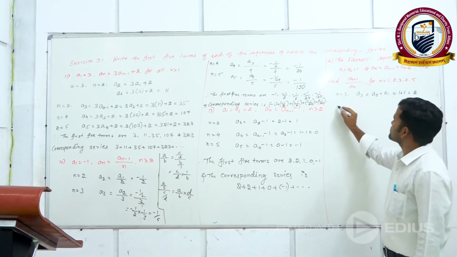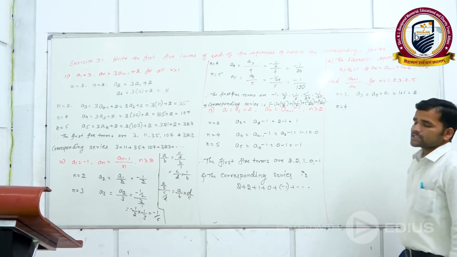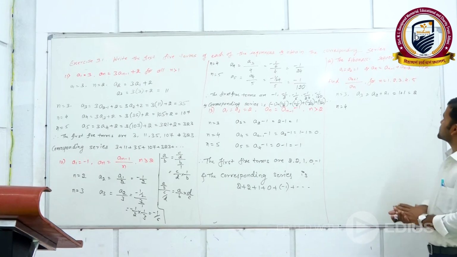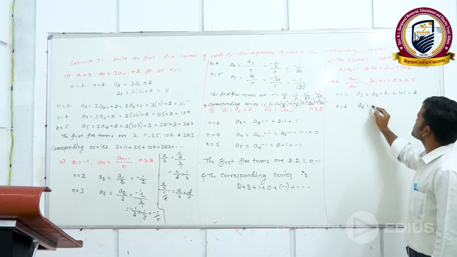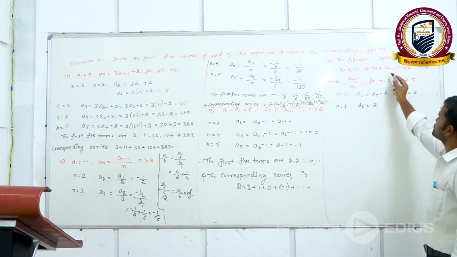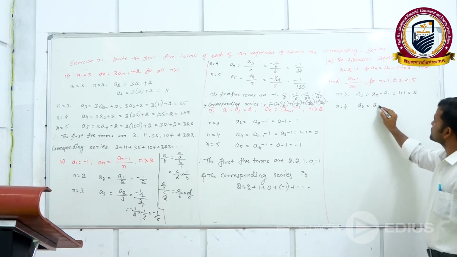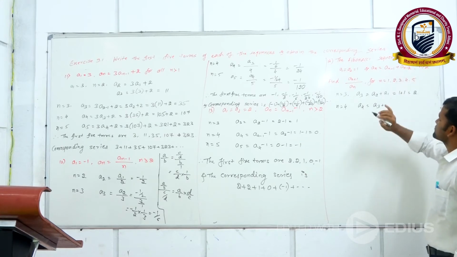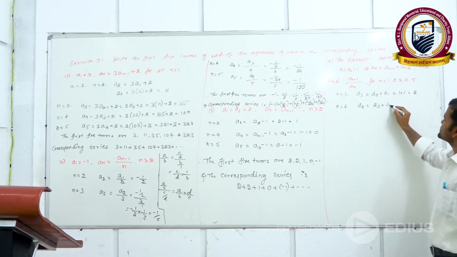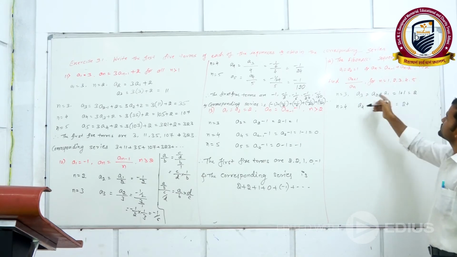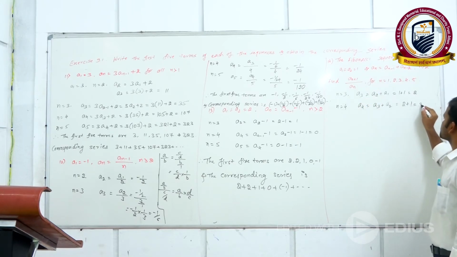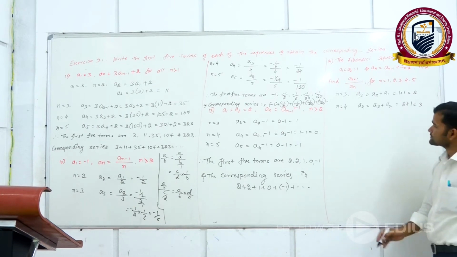Now to get the fourth term, n is equal to 4 you substitute. For n is equal to 4, general expression, that is a4 is equal to a subscript 4 minus 1, which is nothing but a3, plus a subscript 4 minus 2, which is a2. How much is a3? a3 is 2, a2 is 1, 2 plus 1 is nothing but 3.